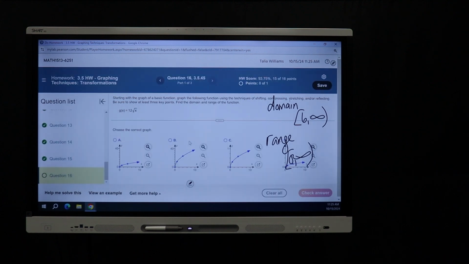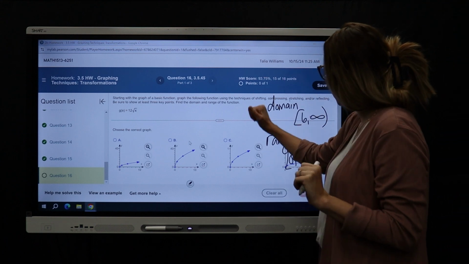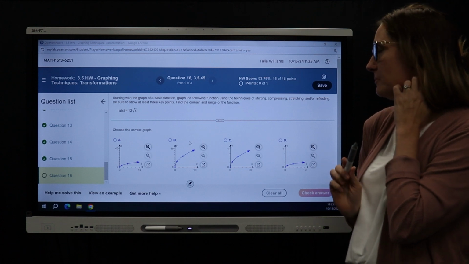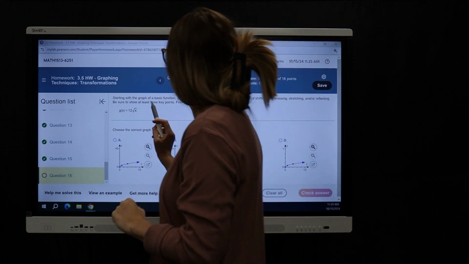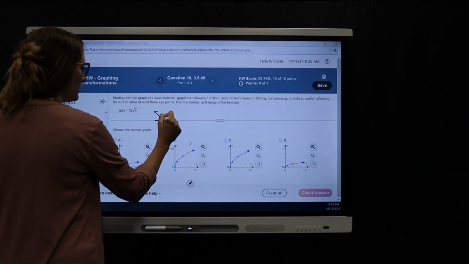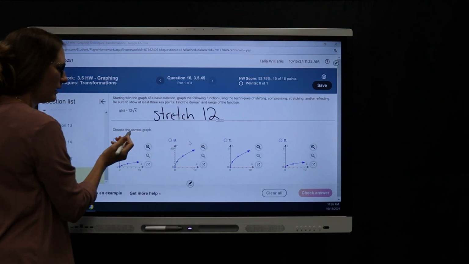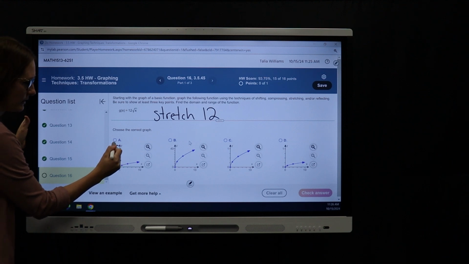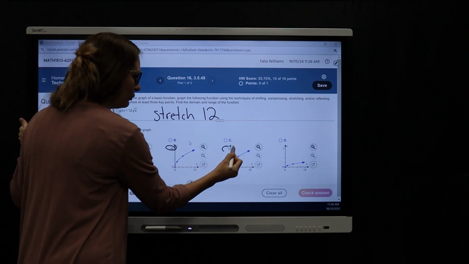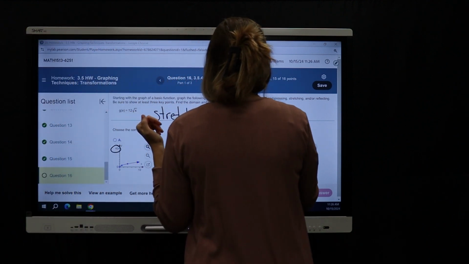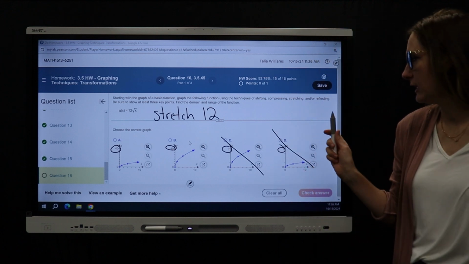Okay. The last one of these, I do believe. The big thing you have to pay attention to on this one is that this is stretched by 12, and they have these different scales. So like this one's 40, 40, 1, and 1. So the ones that have 1 are not going to be options. So we're looking at the 40.